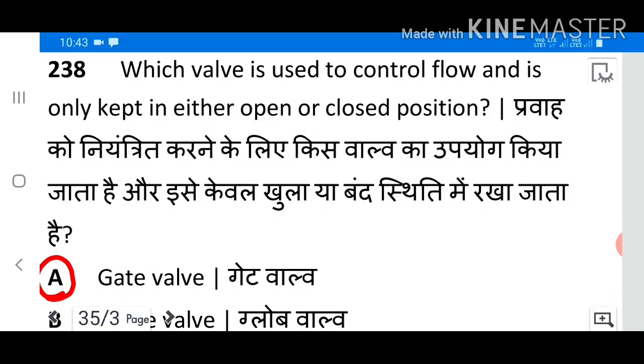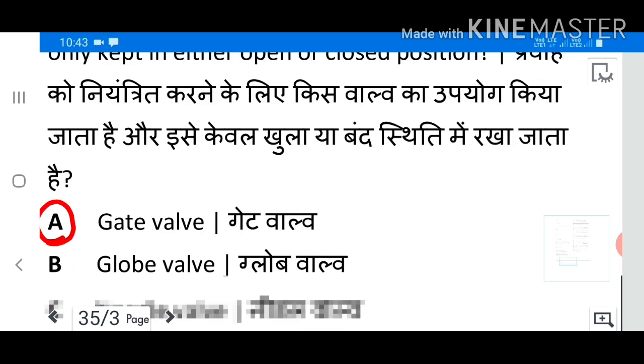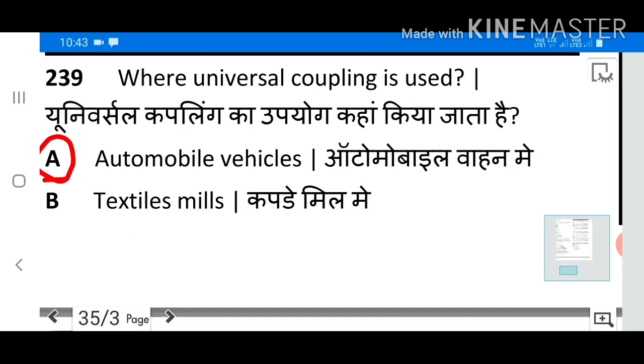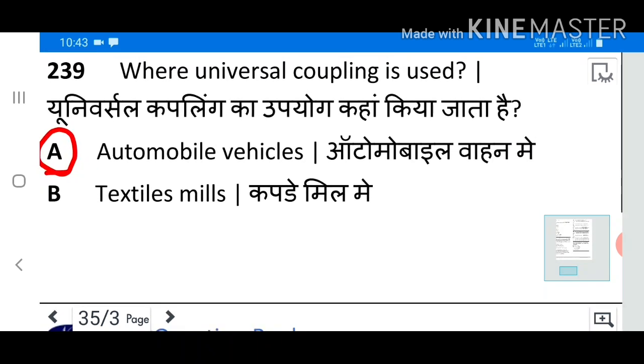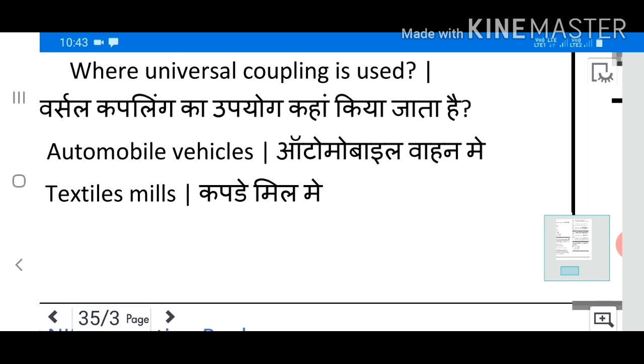238. Which valve is used to control flow and is only kept in either open or closed position? Answer A. Gate valve. 239. Where is universal coupling used? Answer A. Automobile vehicles.